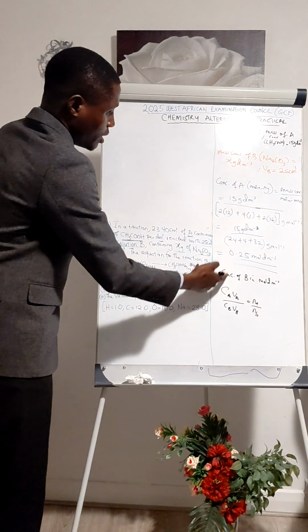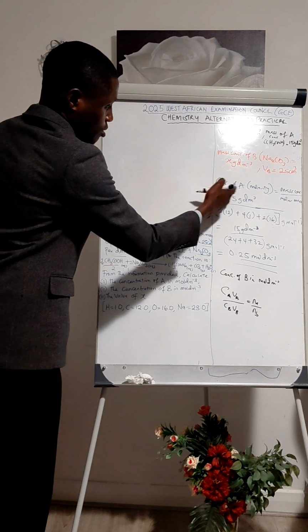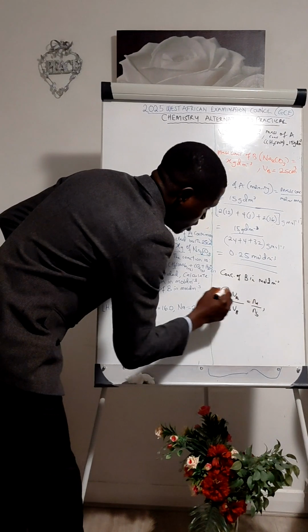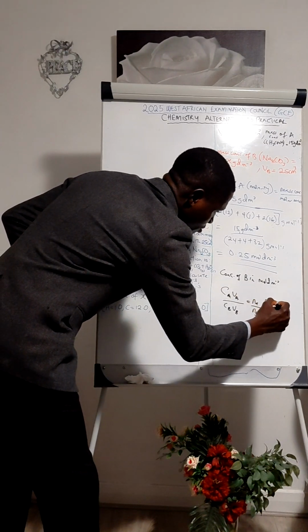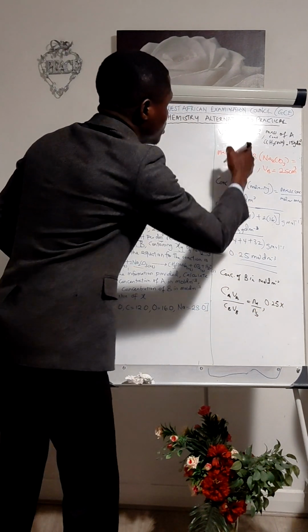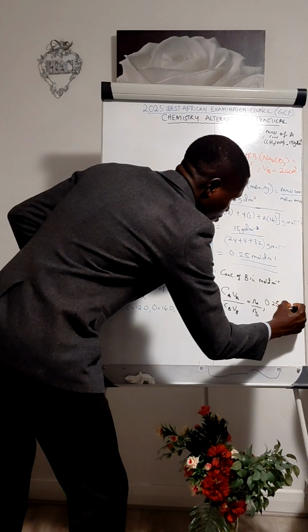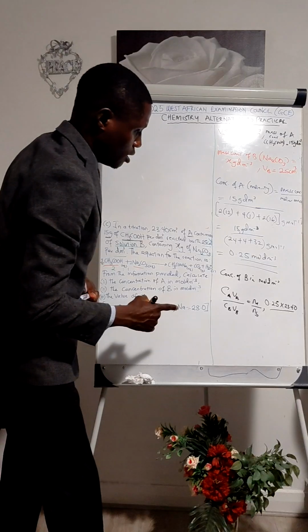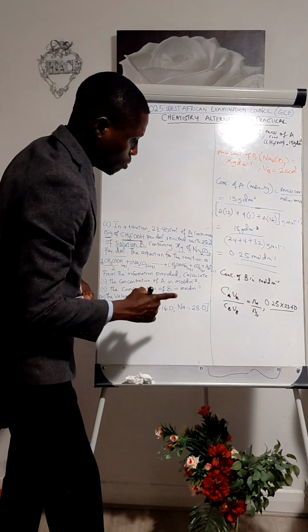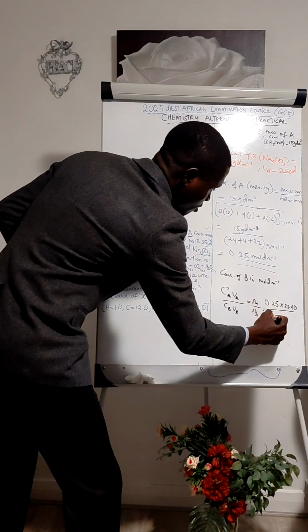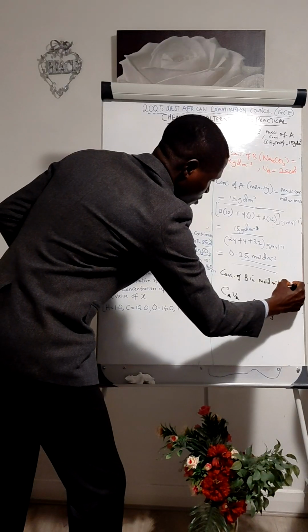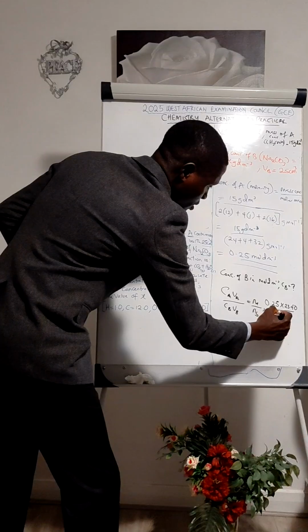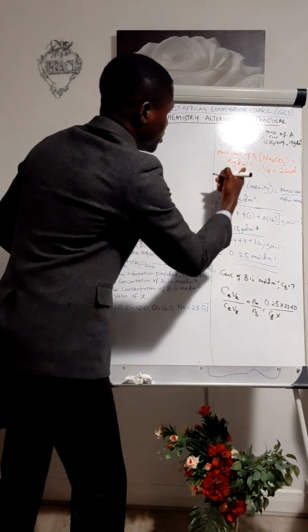Now the concentration of A has been gotten from here, which is 0.25. So it's going to be 0.25 multiplied by the VA, which is 23.40, all over CB. Now, is that what we're looking for? Don't forget, this is what we're looking for. Multiplied by VB. VB is 25. Definitely they give us 25.